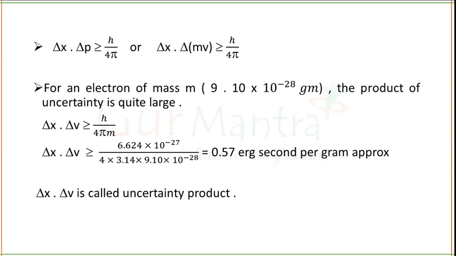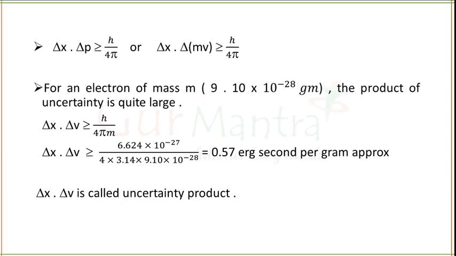For an electron of mass 9.10 × 10^-28 gram, the product of uncertainty is quite large. It is very important to know that the product of uncertainty for the mass of an electron is quite large, and the value is approximately 0.57 erg second per gram. I would suggest here, please learn this value.